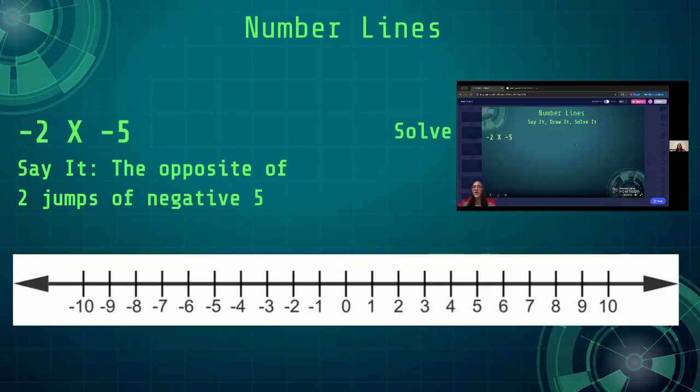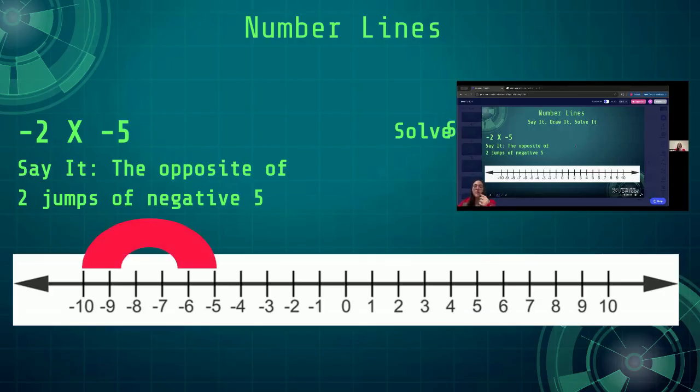For our very last problem, -2 times -5. We pronounce this as the opposite of 2 jumps of -5. So we draw our number line. And at first, we are going to be drawing 2 jumps of -5. So we start at 0 as always. 1, 2. We're not done yet.